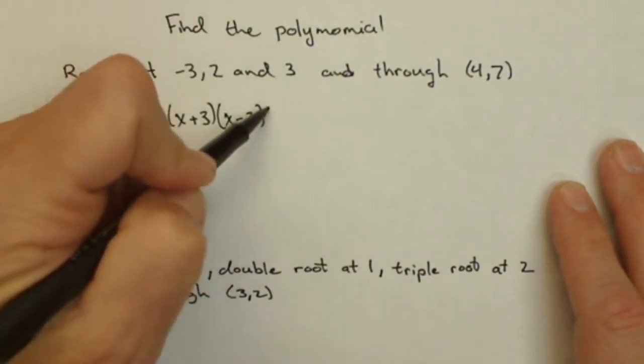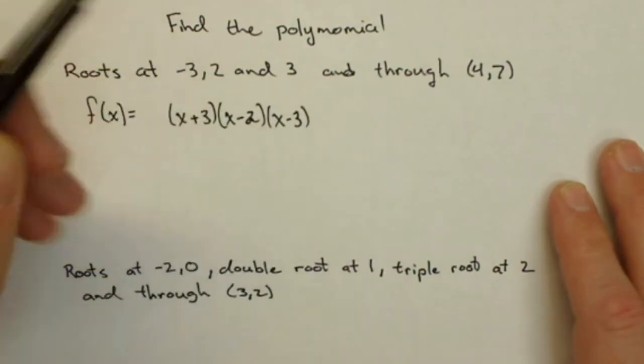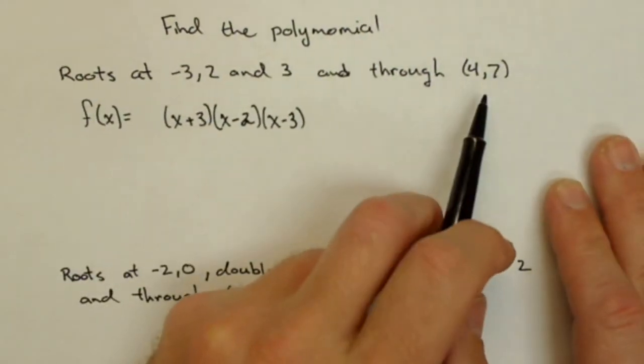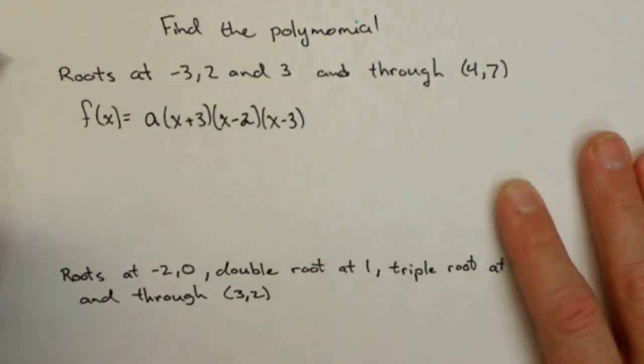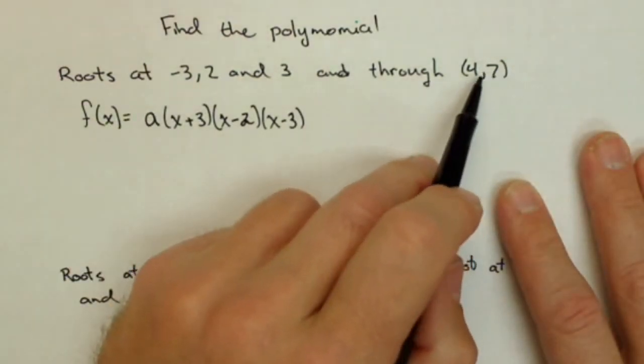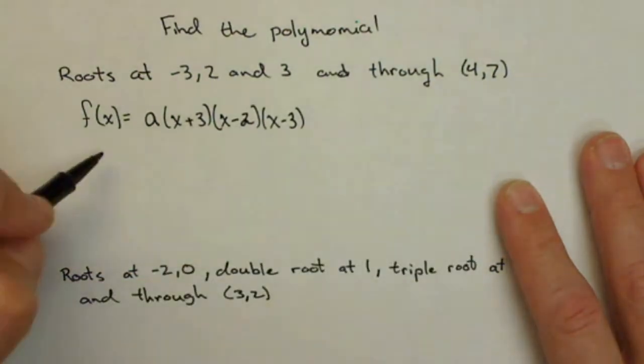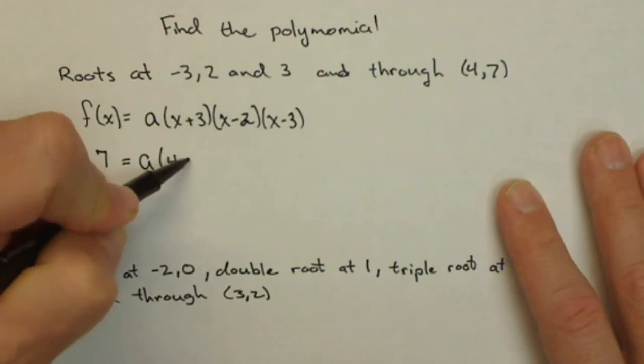x minus 2 and x minus 3. Now, the other thing is we have to make sure it goes through the point (4, 7). So to do that, I'm going to throw a value a out front and insert this point for x and y to solve for a, because I know that the output has to be 7 when the input is 4.